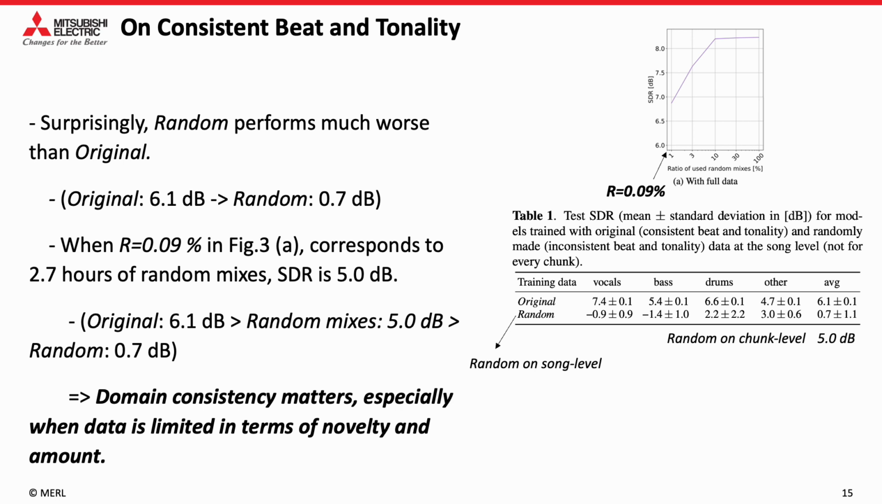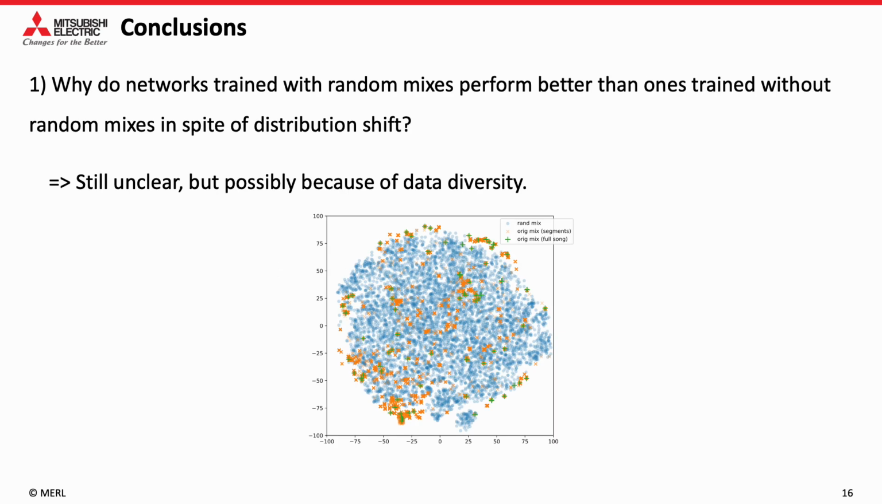When the same amount of data is constructed by random mixing on small chunk level, which corresponds to R equals 0.09% from the previous figure, the score is about 5.0 dB. It is worse than the models trained with original songs, but much better than the random song datasets. This implies that the domain consistency between training and evaluation matters, especially when data is limited in terms of novelty and amount. So, let me wrap up our presentation quickly.